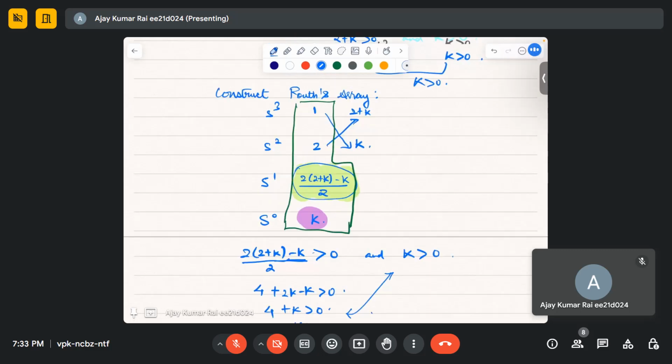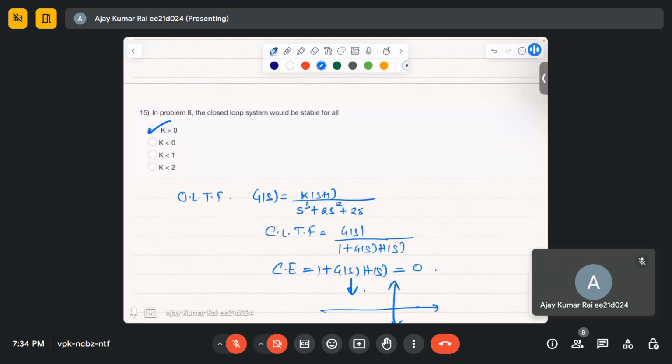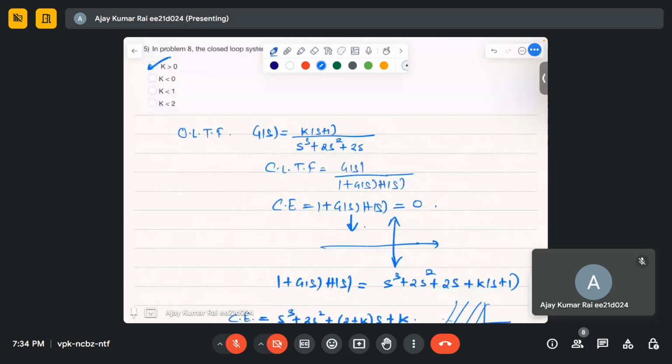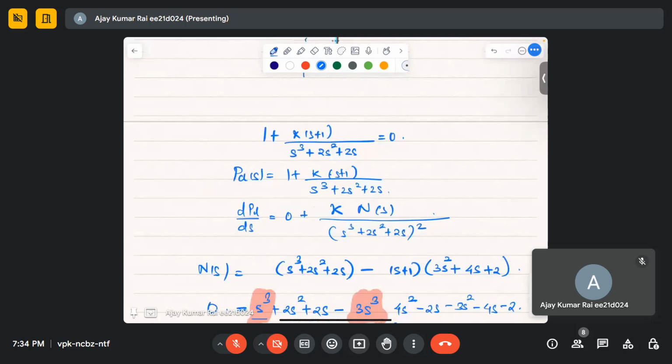Okay, so any doubt in this question? No, sir. The stability question is a typical question that I think we already covered in the previous assignments also. No, sir. Okay, one more thing is for question number 8.